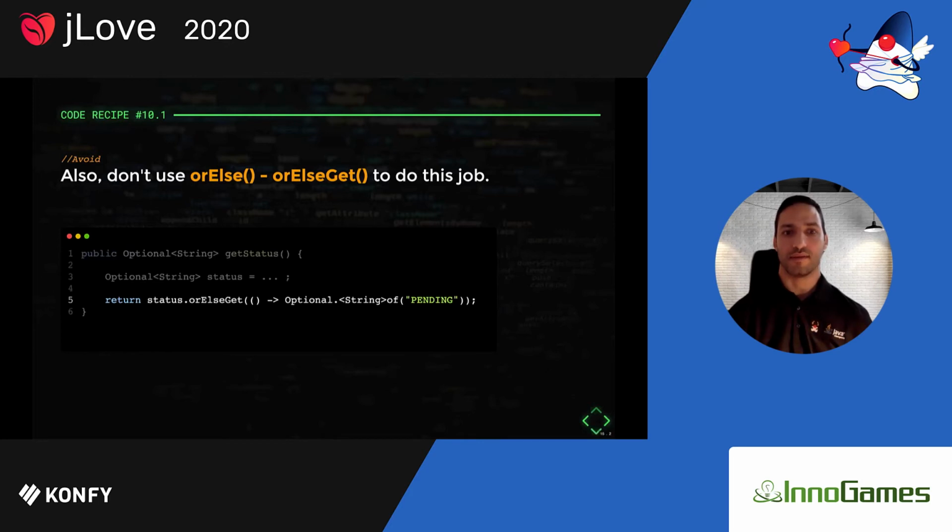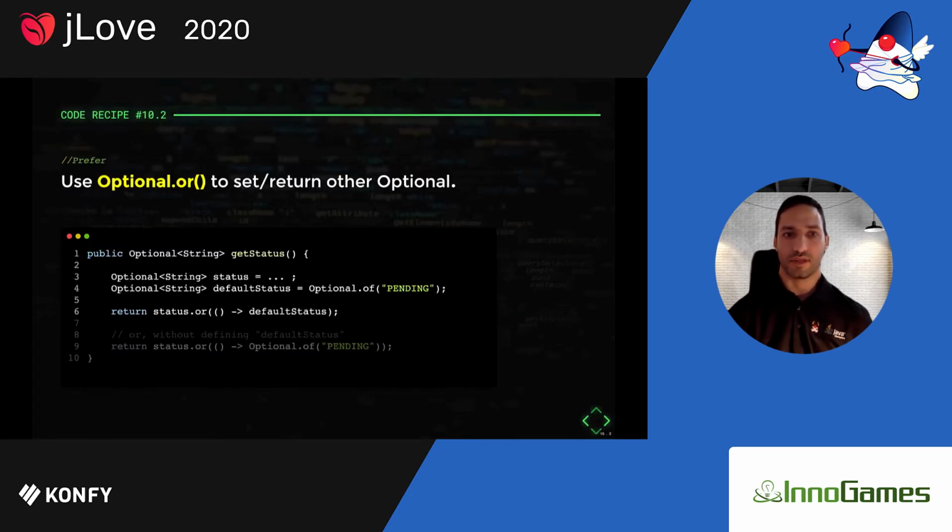There is another method which is lovely with this, which is or. Optional's or already returns an optional of this type. So you can use it like this: status or default status. If it's present, it exists, it will be returned as an optional of string. If it's not, it will return the default optional, wrapped around with optional of type string.